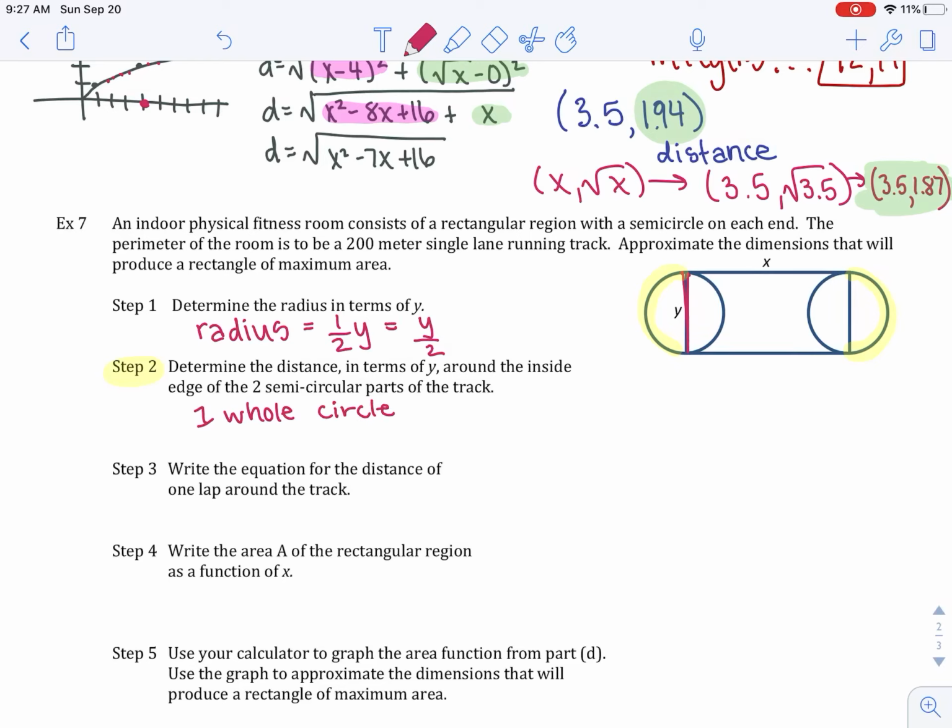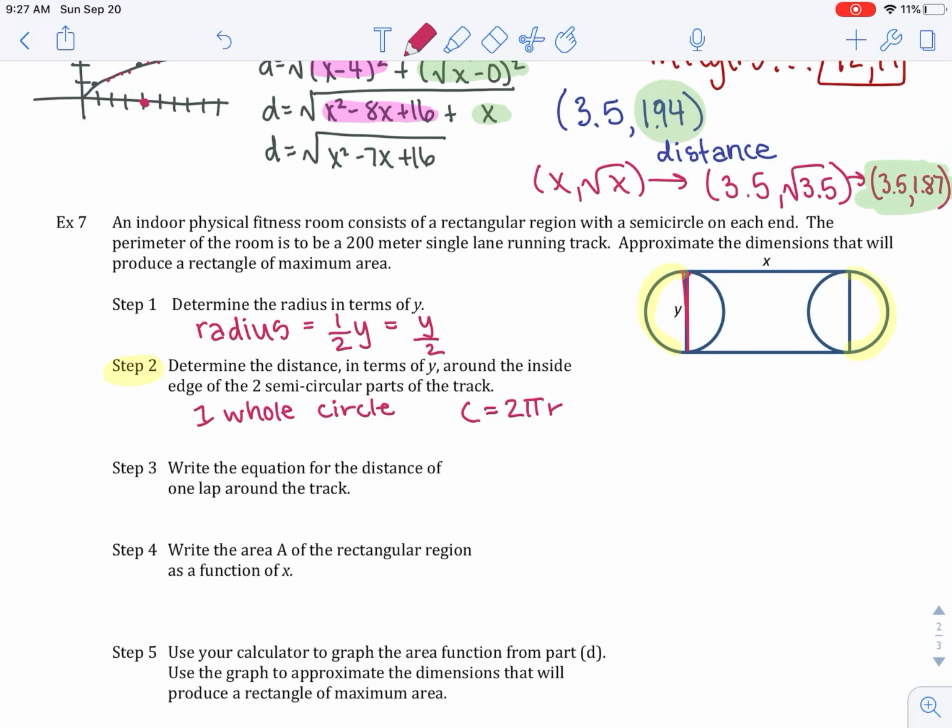And I know my distance around is the circumference, which is 2 pi r, but I don't want r's because I said I want it in terms of y. So I need to replace the r, so that is why we did step 1, where you told me that r is actually equivalent to y over 2.